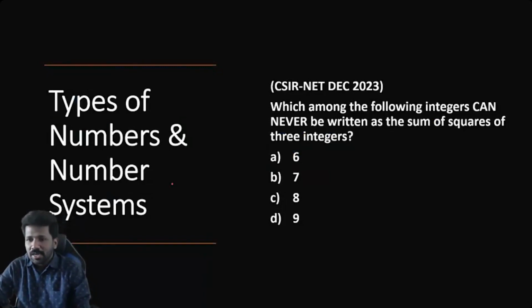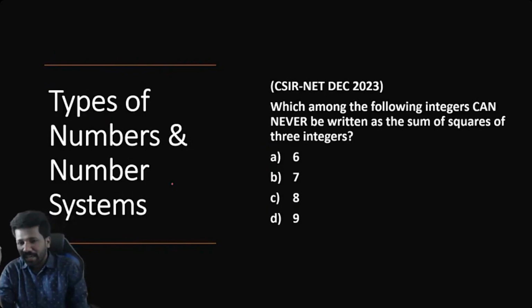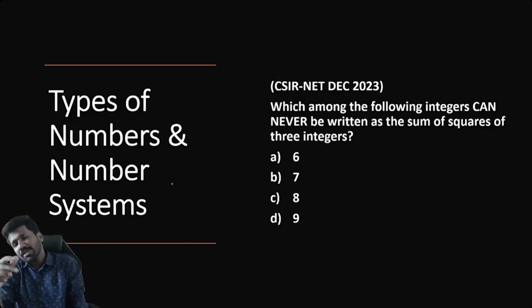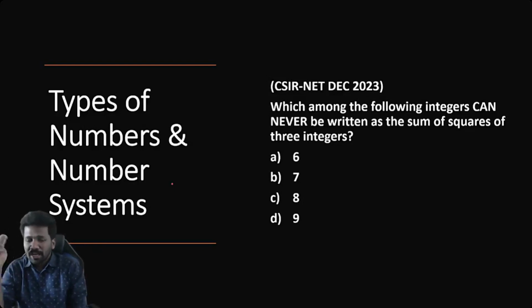Types of numbers का एक question ये है ये. Which of those integers can never be written as sum of squares of 3 integers? There is a theorem called Lagrange's theorem. December 2023, this was asked in 3 different papers. 3 different subject papers, 3 different subjects aptitude paper में ये question था. ये same model का question. That is why I'm saying all subject का aptitude paper similar है.